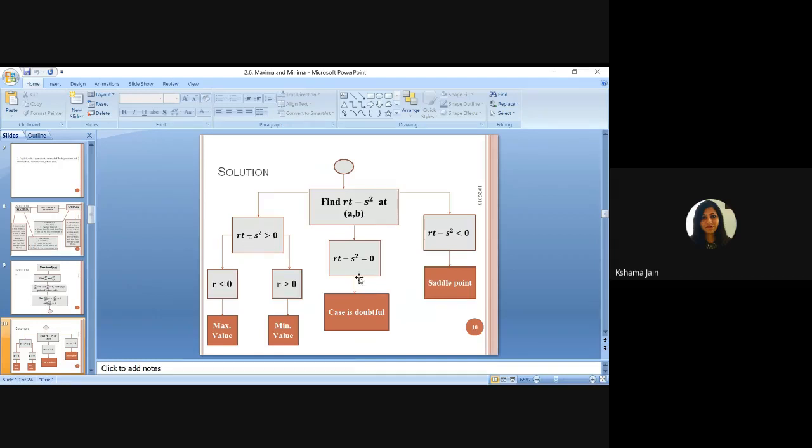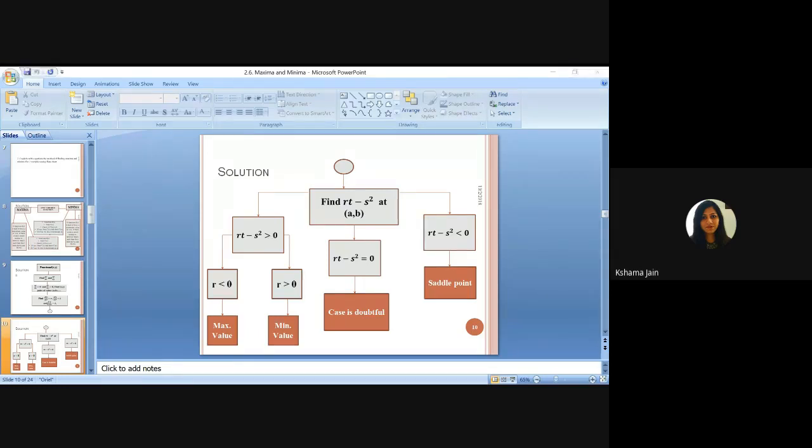If it is equal to 0, at that time we can't say anything. This is a doubtful case. We can't say whether it's maxima or minima. But if it is less than 0, then we call it a saddle point. Saddle point means there is no particular point where maxima or minima lies. So the must condition is that this should be greater than 0. Now, when it is greater than 0, we know that maxima or minima is there, but we don't know which one it actually is.